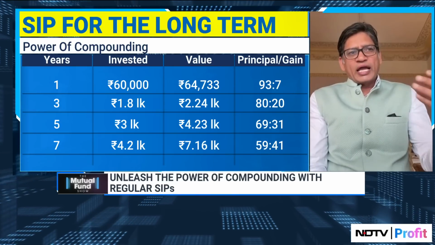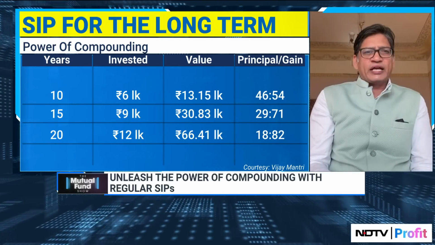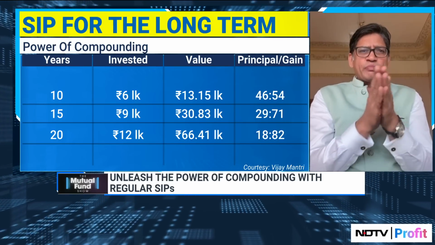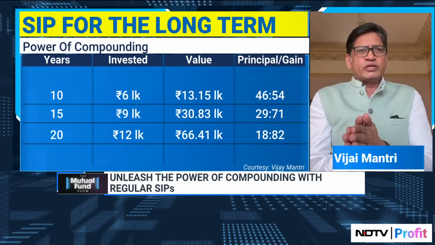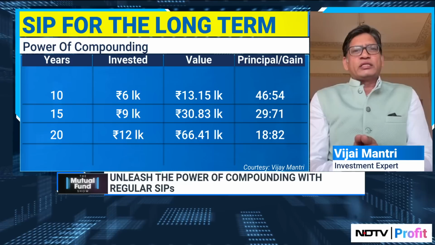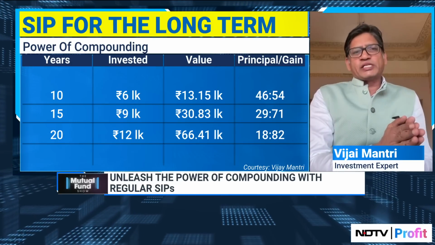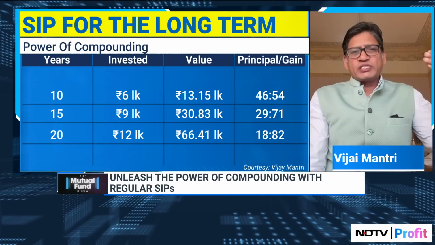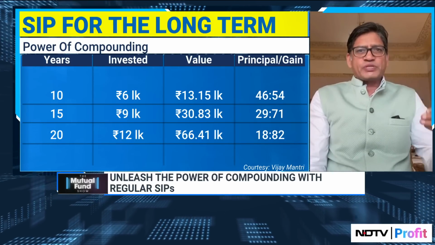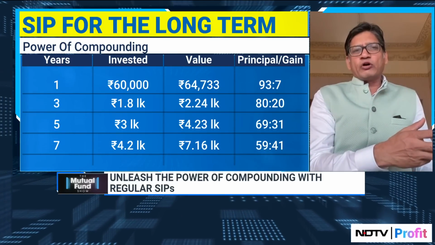But suppose you go for the 10th, 15th, 20th year, then what we see is the gain component. So here, just look at this slide. At the end of 10 years, the gain is 54%, principal is 46%. At the end of the 15th year, the gain is 71%, principal is 29%. And if you look at the end of the 20th year, the gain is now 82% of the total portfolio value and principal is only 18%. But this gain amount remains only 7% for 1 year, 20% for 3 years, 31% for 5 years, and 41% for a 7-year period. But beyond 7 years, the gain becomes a bigger and bigger component of your total portfolio.